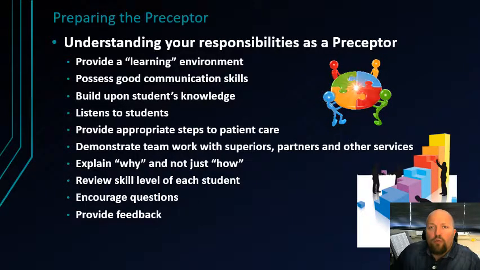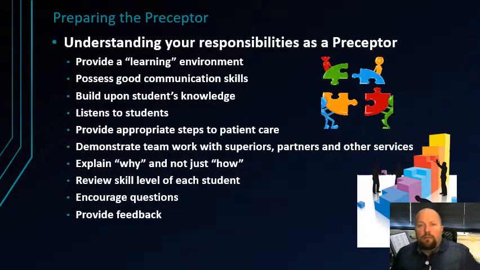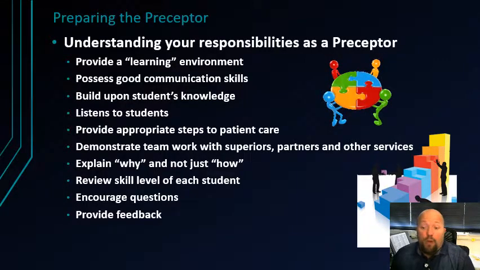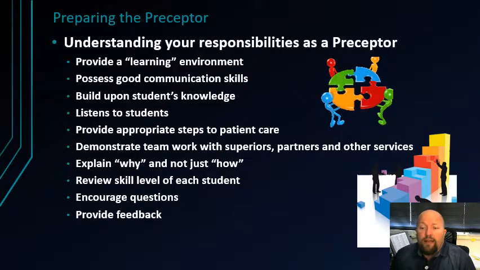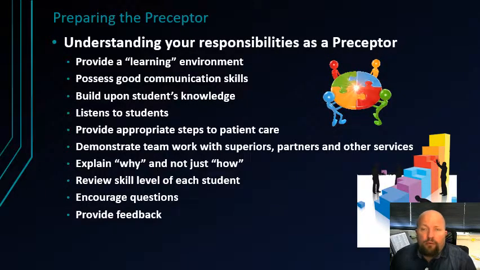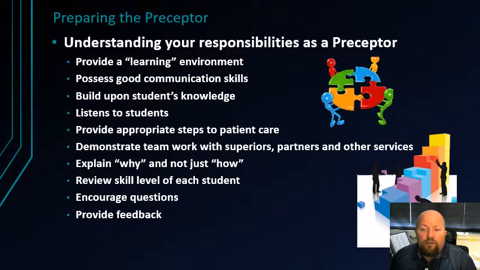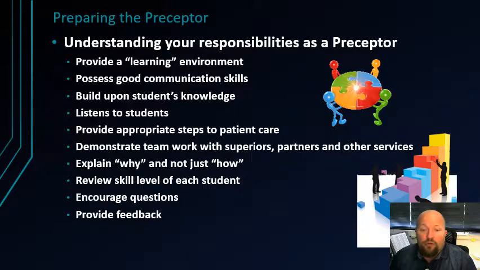The students, when they're out riding, are going to be looking at you for guidance in every way possible. If you get out of the ambulance on a wreck scene and you don't have your reflective vest on, then the student is going to assume that it's perfectly okay for them to do it as well.